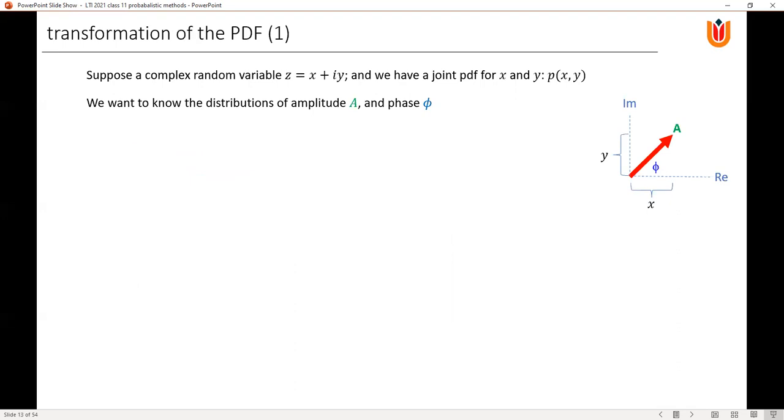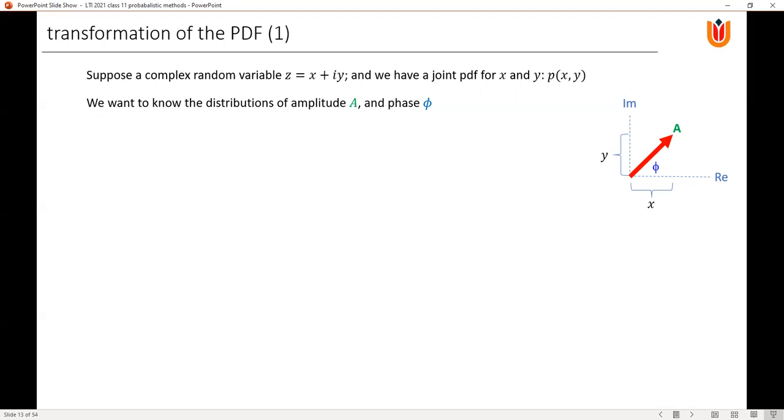Let's look at an application. Suppose we have a complex random variable. So that could be an electric field or something that has been scattered and randomized. And also suppose that we have a joint probability density function for x and for y. So suppose we know that.